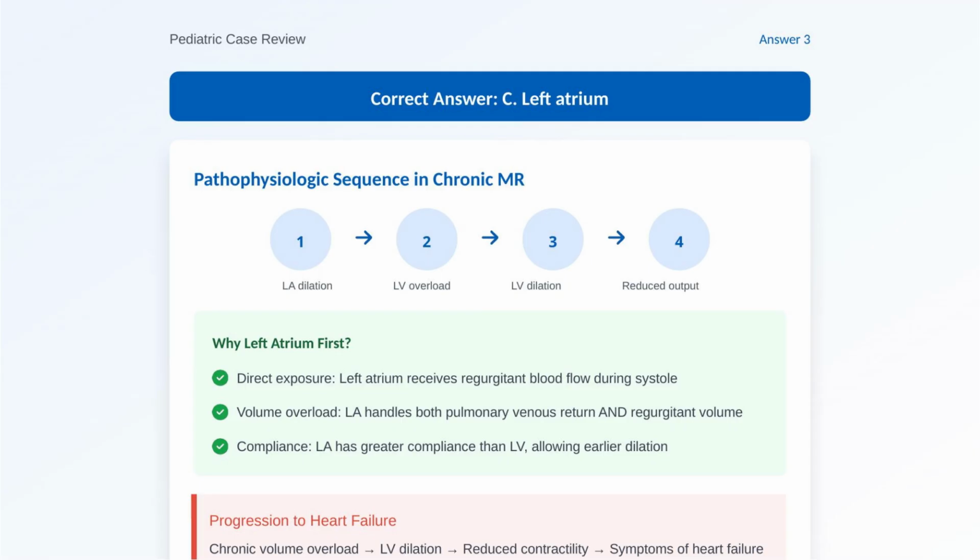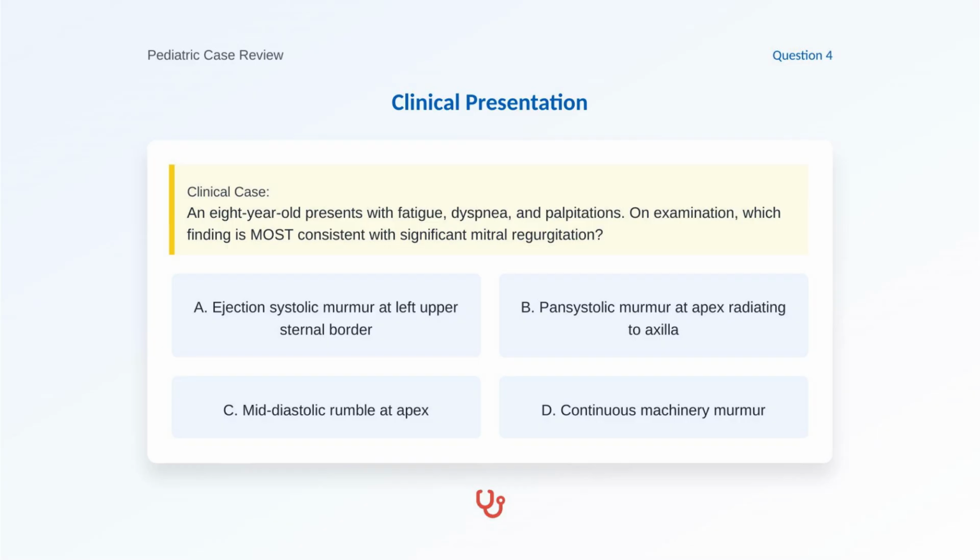First, left atrial dilation occurs due to the regurgitant flow. Second, the left ventricle experiences volume overload as it must pump both the normal forward stroke volume and the regurgitant volume. Third, left ventricular dilation develops as a compensatory mechanism. And finally, reduced forward cardiac output occurs as the ventricle becomes less efficient. Question number 4 focuses on the clinical presentation of mitral regurgitation.